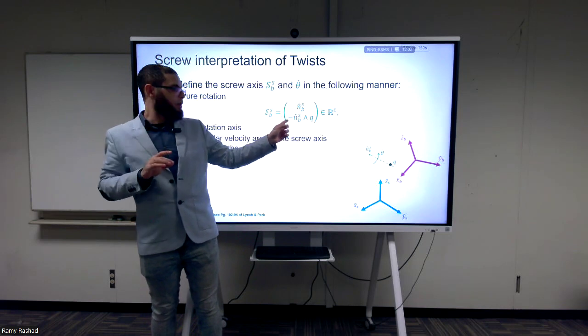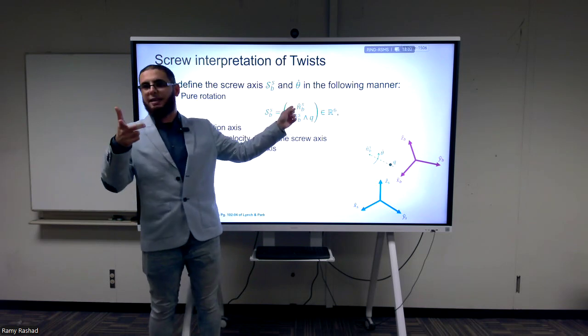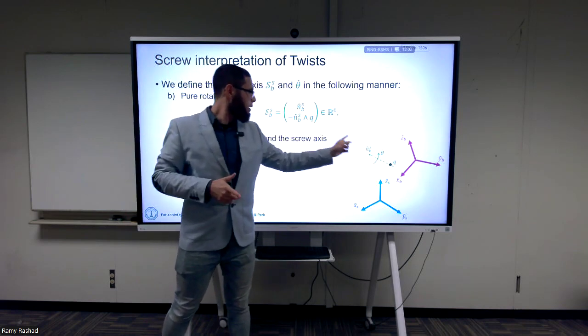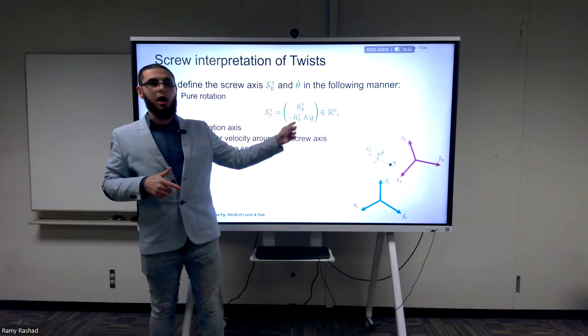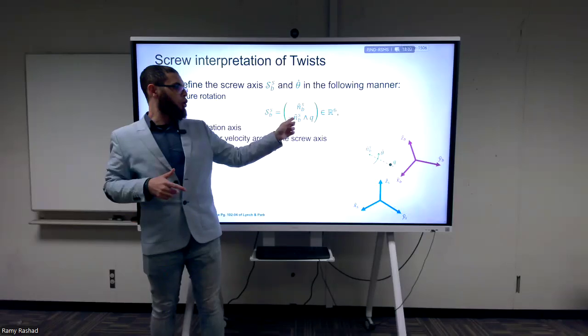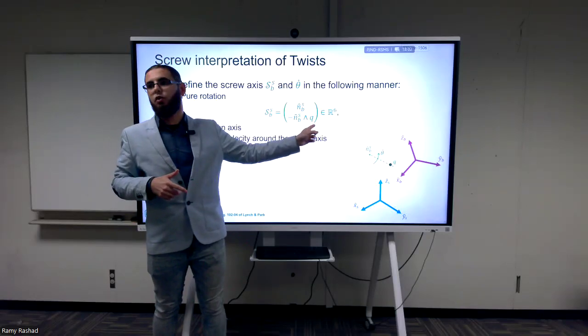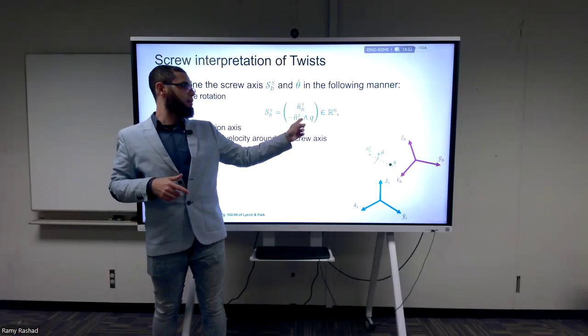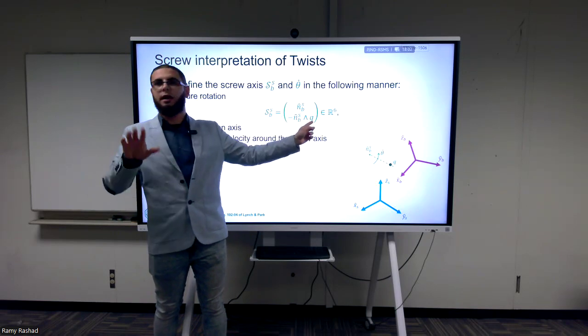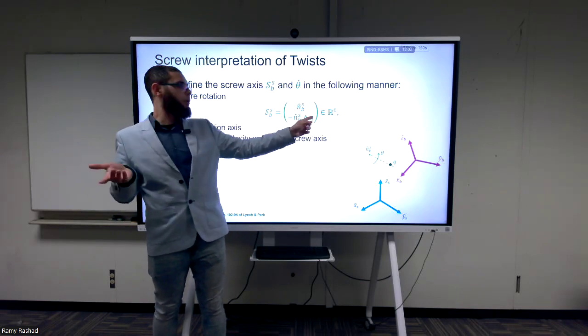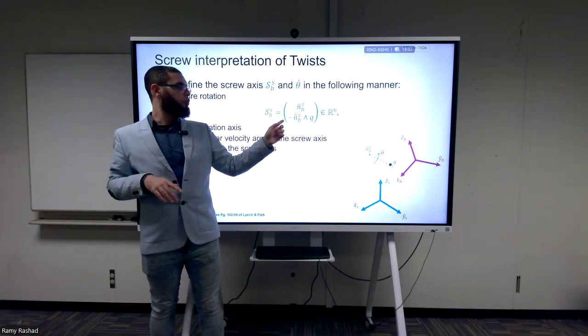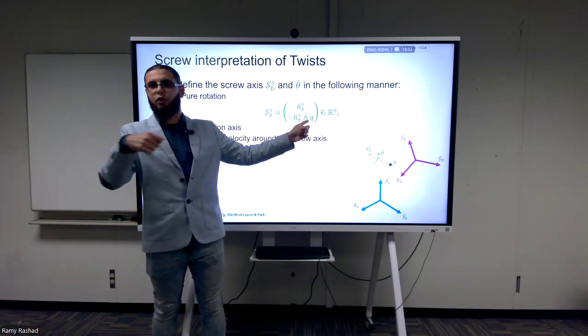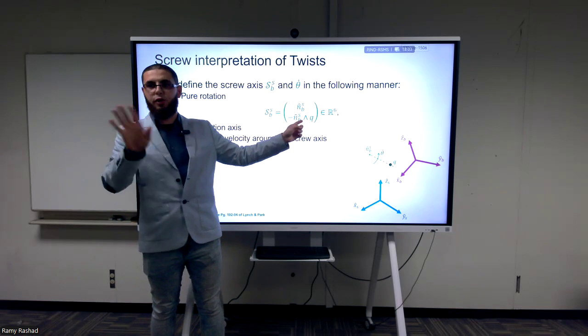The mathematics says the following: the first 3 numbers are the axis around which you're rotating. The second 3 numbers are minus the cross product between n hat and q. Minus the cross product of n hat and q can be equivalently written as the cross product between q and n hat. We write it n hat and q for calculation purposes, but both are equivalent.